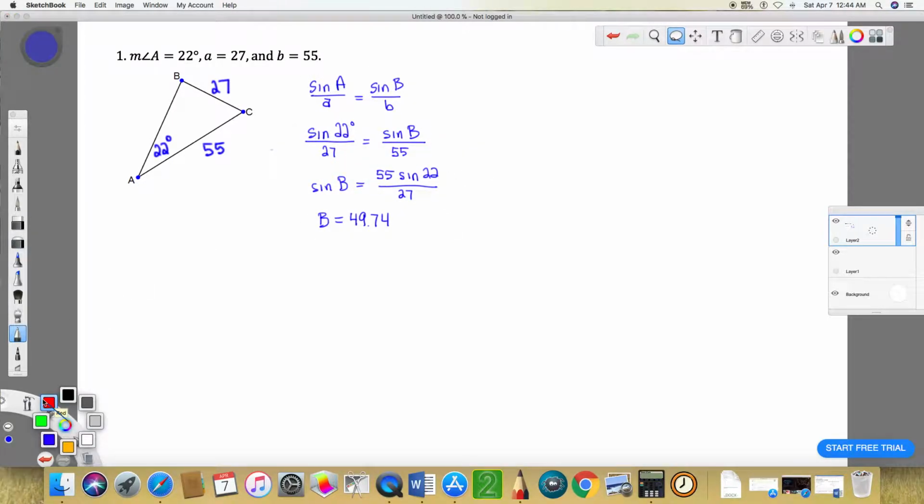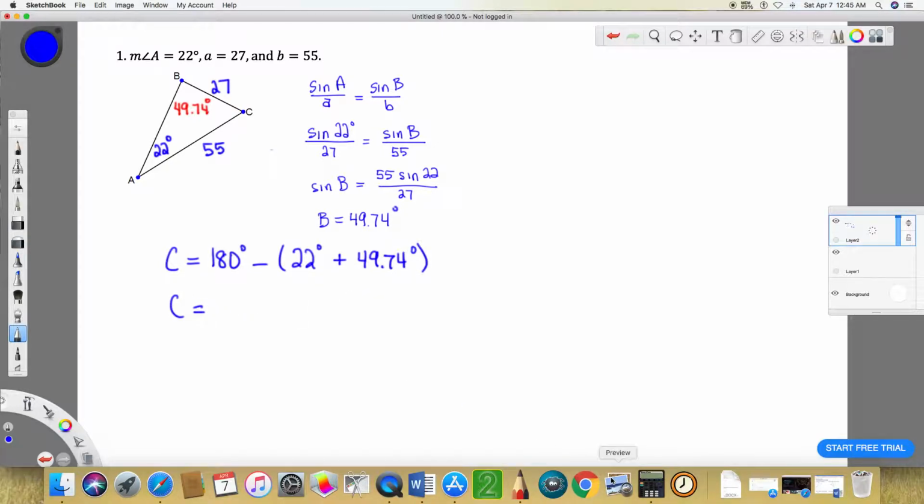Let's come over and use a different color. Over here at angle B, we've got 49.74 degrees. All right, so now I have 2 of the 3 angle measures. We know that we have a triangle angle sum theorem that says the angles inside of a triangle always add up to 180. So we can easily figure out what the measure of angle C has to be, because it's going to be 180 degrees minus the sum of A and B. Well, A was given as 22, and we just figured out that the measure of angle B was 49.74. So this can tell us the measure of angle C.